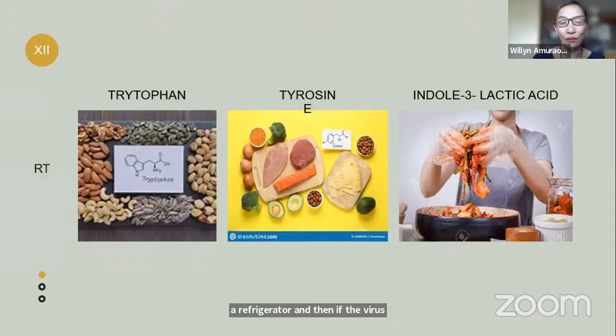That is because of the adrenaline rush. Okay, the melanin is the color pigmentation of our skin. So the darker you are, the more melanin you have. Then we have the indole lactic acid. As you can see, we have the kimchi there. The indole lactic acid is found in fermented food, just like yogurt.